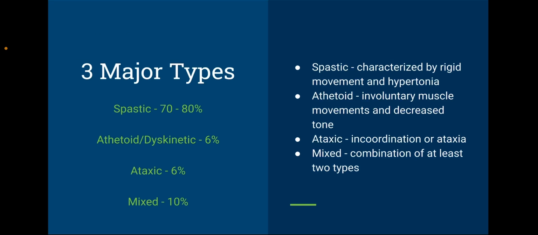There are 3 major types of cerebral palsy. Spastic, which comprises 70 to 80% of all cases, athetoid, ataxic, and then we also have mixed. Spastic cerebral palsy is characterized by rigid movement and hypertonia. Individuals with athetoid cerebral palsy demonstrate involuntary muscle movement and decreased tone. Ataxic cerebral palsy is characterized by incoordination or ataxia, as the name suggests, and mixed cerebral palsy is a combination of at least 2 of these types.